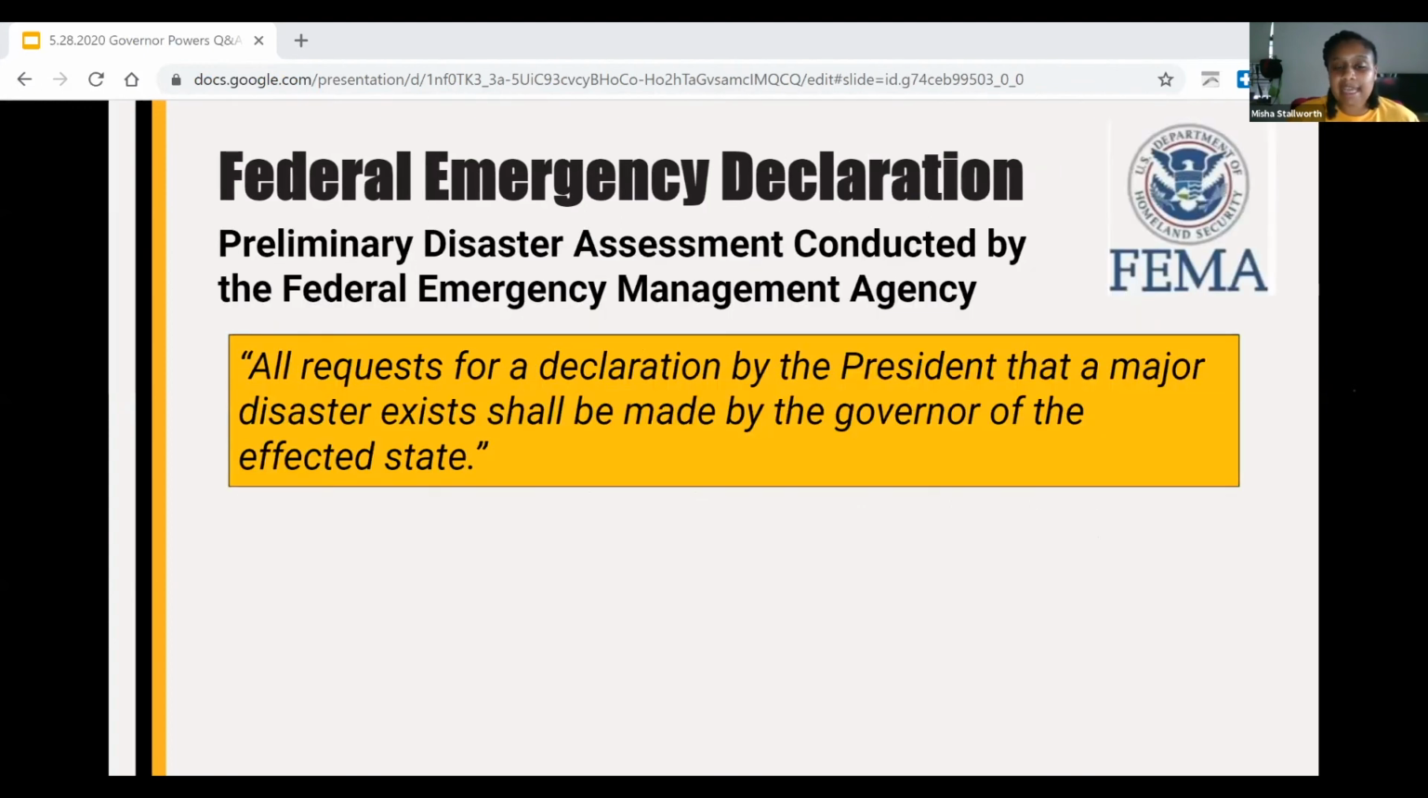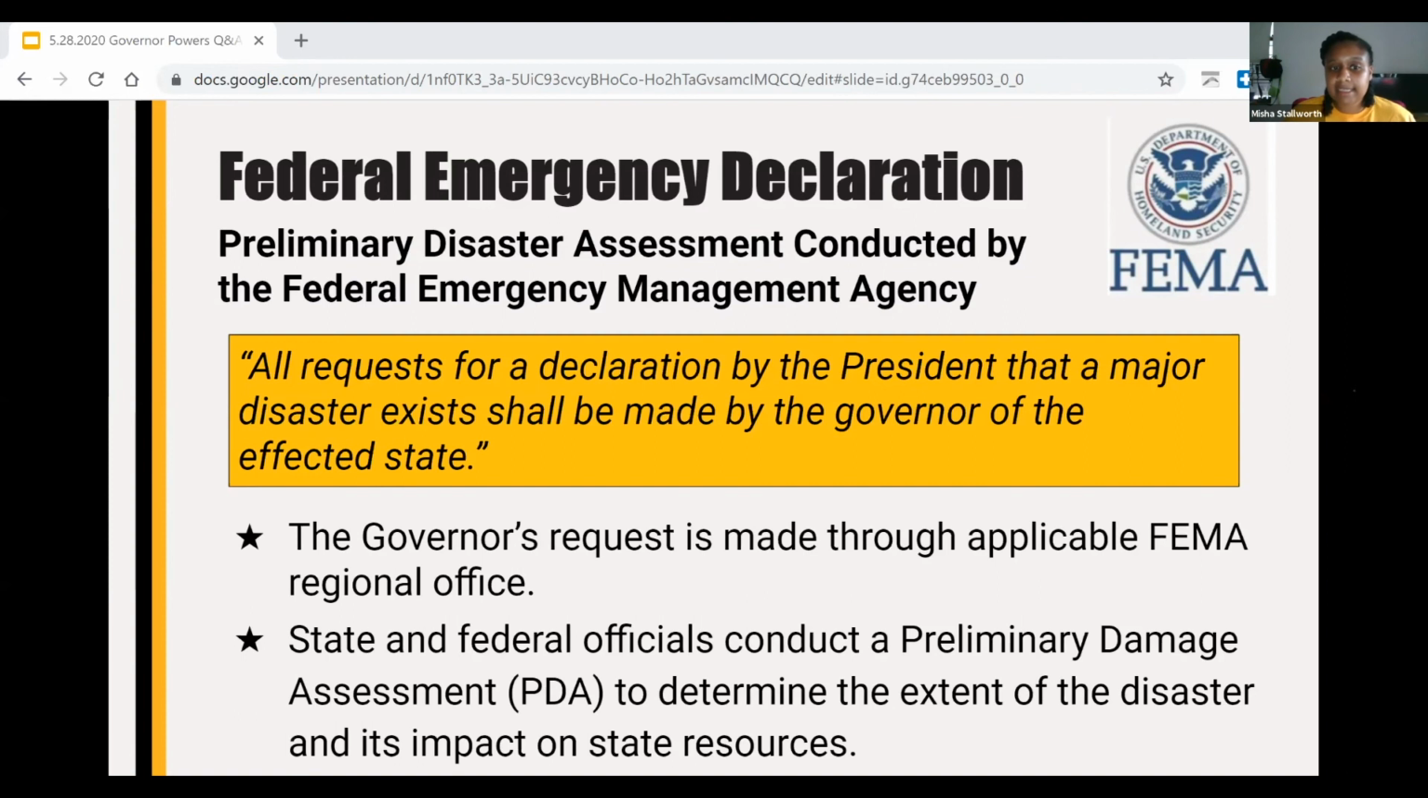When we think about the process and how this actually occurs, it is all through FEMA. It's all through our Federal Emergency Management Agency, that particular department of the federal government. So all requests for a declaration by the president that a major disaster exists have to come from the governor of the affected state. The governor's request is made through the FEMA office. Regionally, state and federal officials conduct a preliminary damage assessment.